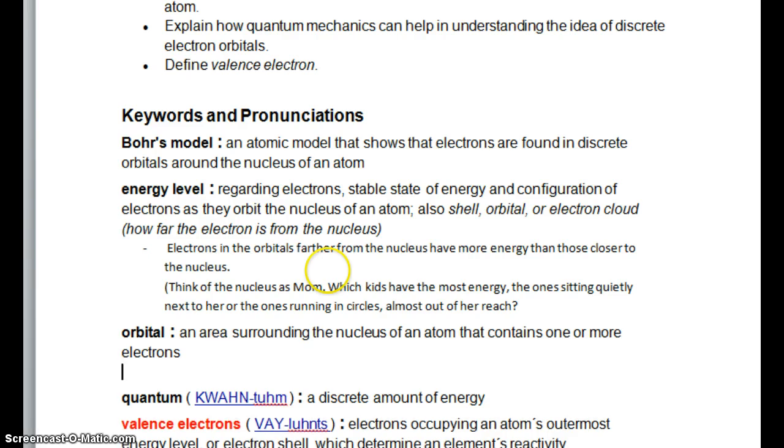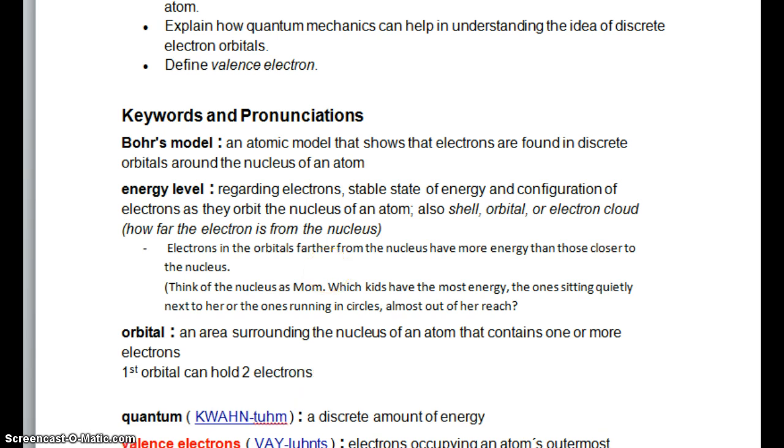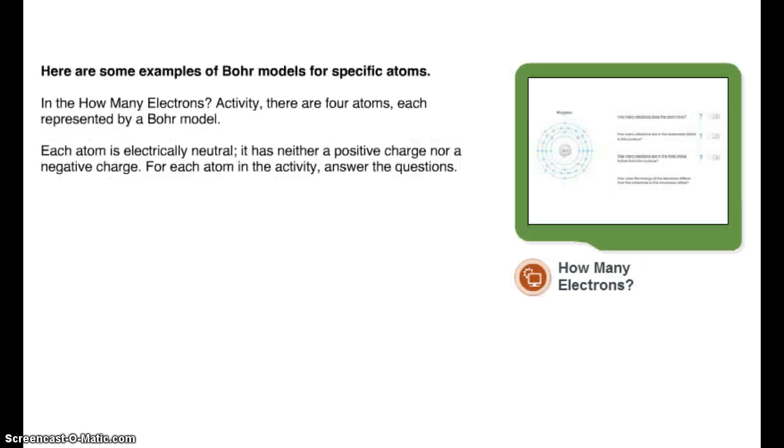Also under orbitals, I want to add that the first orbital can hold 2 electrons, and that's going to be important for when we do our drawings. And for our purposes, for Bohr diagrams, the other orbitals can each hold 8 electrons. So you fill up one orbital before you go to the next one. All right, and we'll talk some more about that in the upcoming slides.